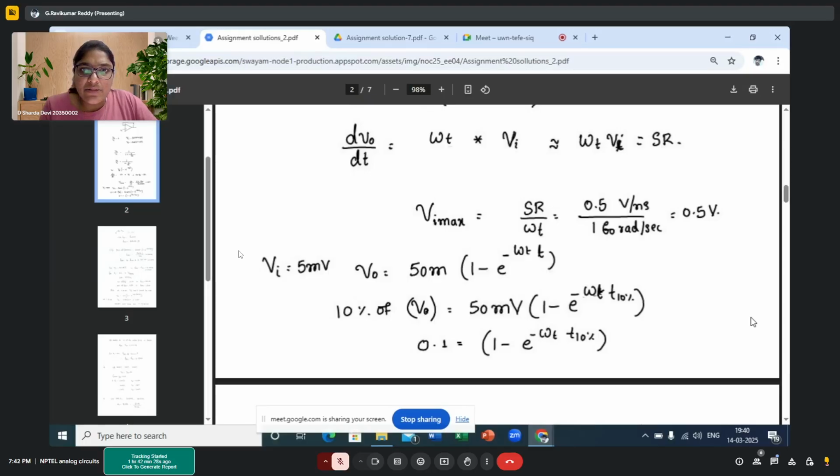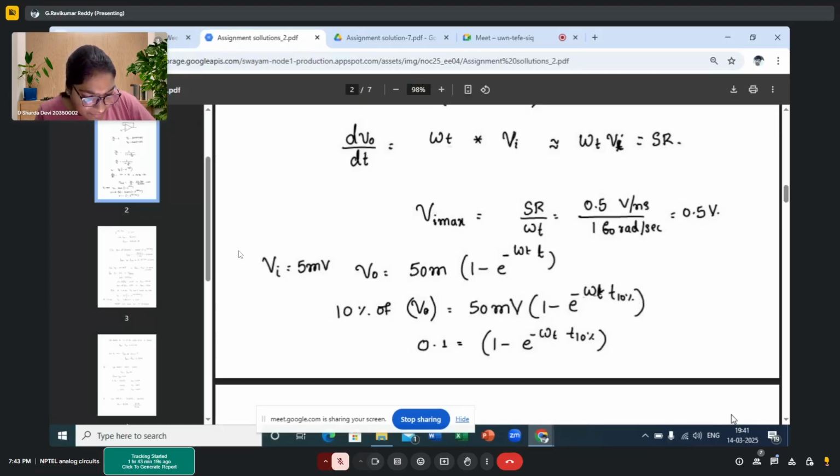Okay, then if 10% of V out is 50 millivolts into (1 minus ...) equals 5 millivolts. Okay, so you did not understand this step, 0.1 equal to 1 minus e to the power minus omega t at 10%. Yes, madam. From the above step, how we got the second step, 0.1 equal to 1 minus. See, Vi is 50 millivolts into u(t). Okay, let's leave u(t). Yes, u(t) is 1.